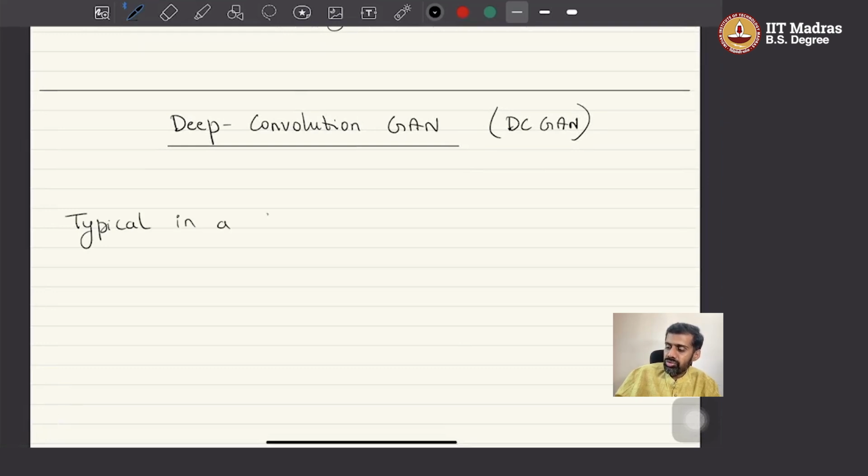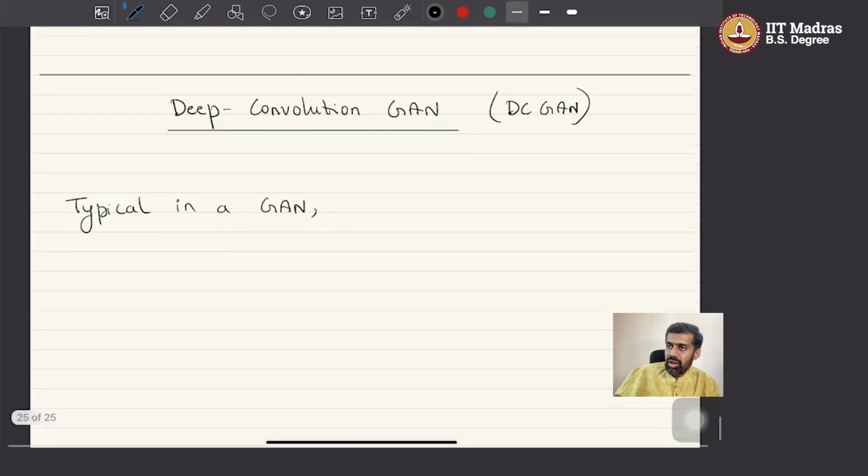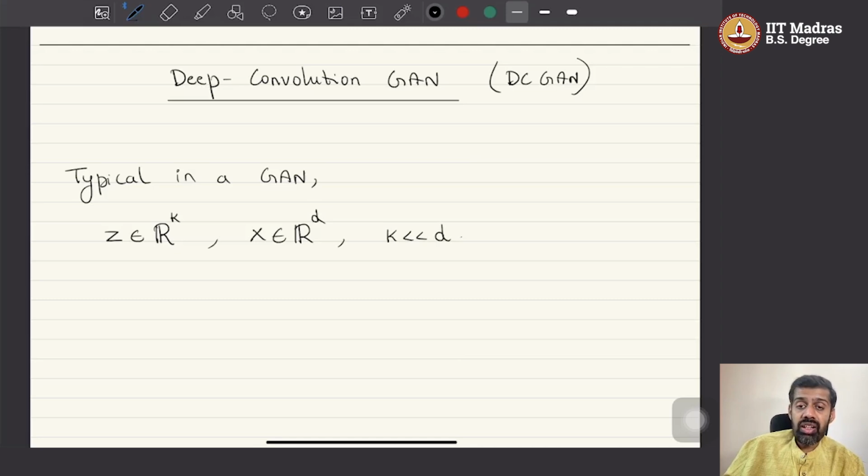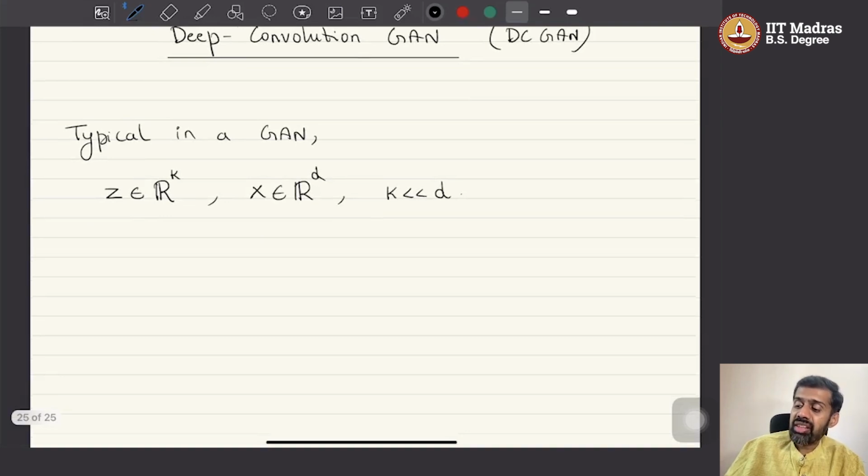Okay, so in DC GAN, what people do is, typically in a GAN, the dimensionality of Z, which is the input to the generator network, will be some k dimensions, and of course our data, as we said, is some d dimensions. So typically k would be much less than d. The dimensionality of the input random variable is much less than the data dimensionality. So the typical architecture of the generator network would look like this. You start with some k dimensional data, and then you keep increasing the dimensionality till it goes to d dimensions.